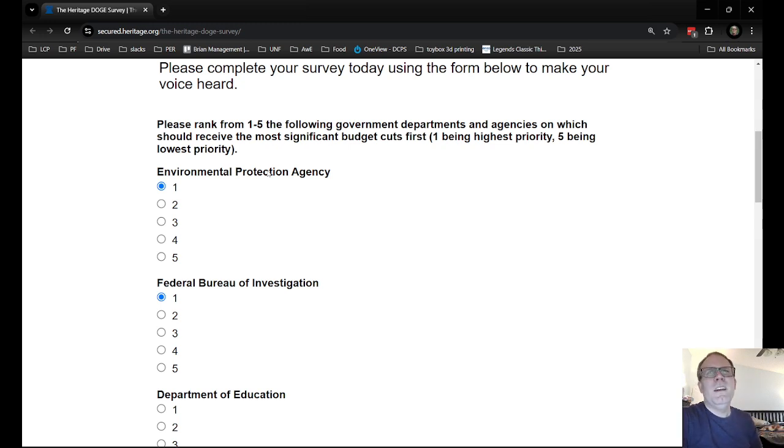It might be nice if there was a familiarity question, like, how familiar are you with the EPA? Me being completely familiar with the EPA, I'm going to rate that 5 because I don't want them to have any budget cuts at all. And that's another question: what if I don't want the EPA to have any cuts? What does 5 mean? 5 means lowest priority. I don't want it to be on the list at all.